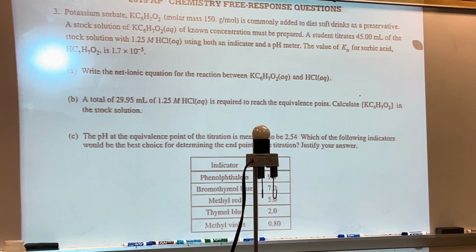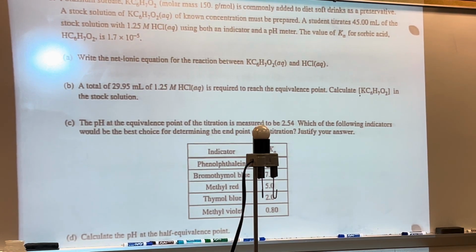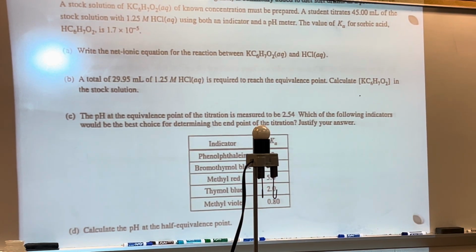Okay, so this is 15. This was an actual problem on the released exam, and you can find it online. But I just want to focus on part C, right here.